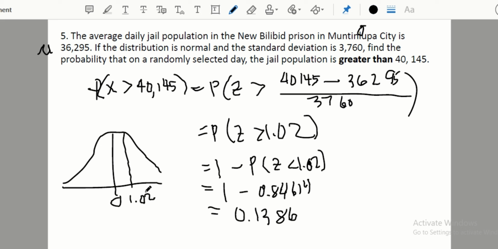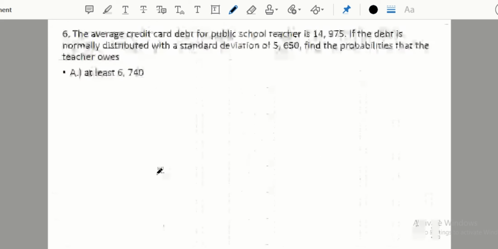So if we draw this one, it's positive. So we have this and greater than, so to the right. So this is our area. So the probability, therefore, that on a randomly selected day, the jail population is greater than 40,145 is very small, 0.1386. Okay, and last example, I think, second to the last example.